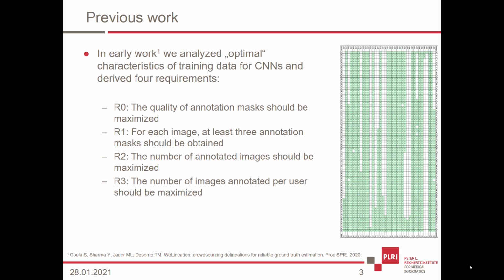We took this as starting ground for analysis, and we analyzed these annotation masks, and we derived 4 requirements for an optimal CNN training. The first is that the quality of annotation should be maximized. This is self-evident, but we give it here for the sake of completeness. Furthermore, we observed that for each image there should be at least 3 annotation masks. Additionally, the number of images with annotation should be maximized to have a dataset with a high variability.